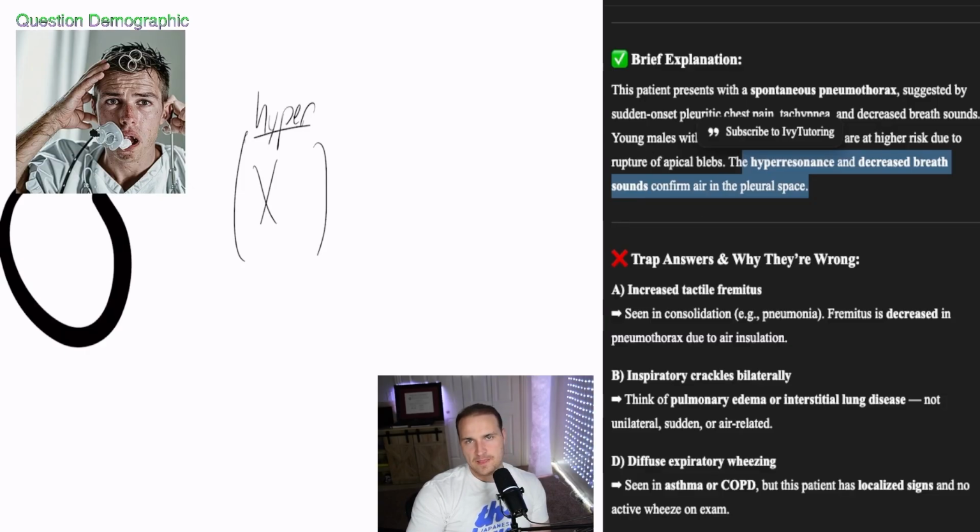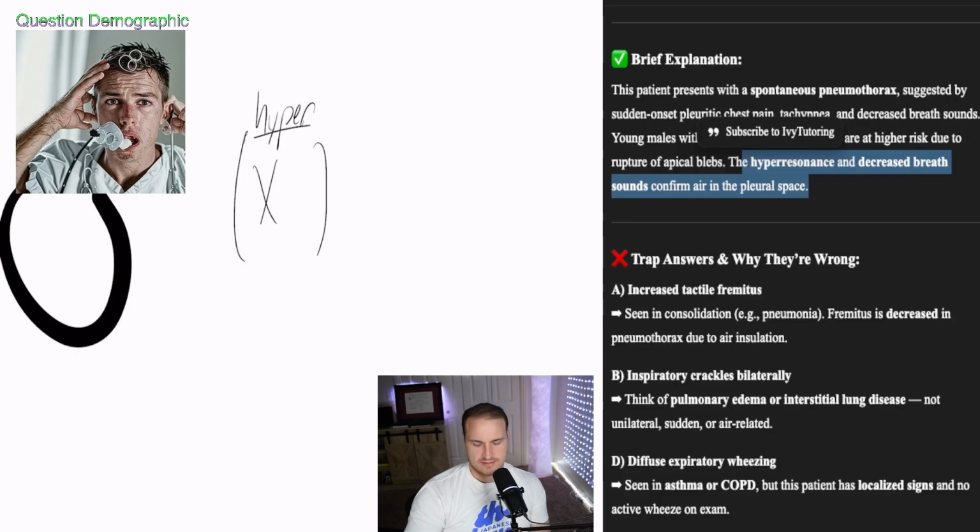So there's primary spontaneous pneumothorax. That's a rupture of the apical subpleural blebs, usually in tall, thin males when they're exerting themselves. Tension pneumothorax will also add the tracheal deviation, JVD, and severe hypotension. And for that, you need an emergency needle decompression.